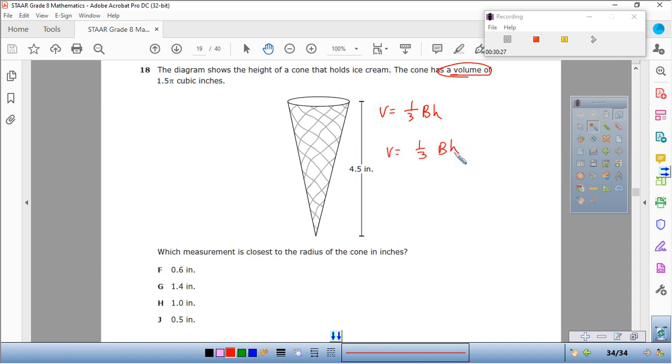Do I know any of this stuff here? Yes, I actually know several things. I know the volume. Does that make sense? So I have 1.5 pi is equal to one-third. Area of the base becomes pi radius squared times my height. What's my height? 4.5. So I'm going to get rid of the h and put 4.5.